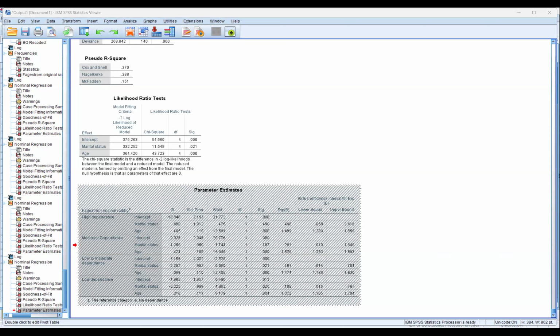Here, if you see, the dependent variable has three categories: normal weight, overweight, and obese. So this is the overweight over here. This is the obese over here. And here you have the adjusted odds ratio, 95% confidence interval, and p-value. Same for obese, you have the adjusted odds ratio, 95% CI, and the p-value.